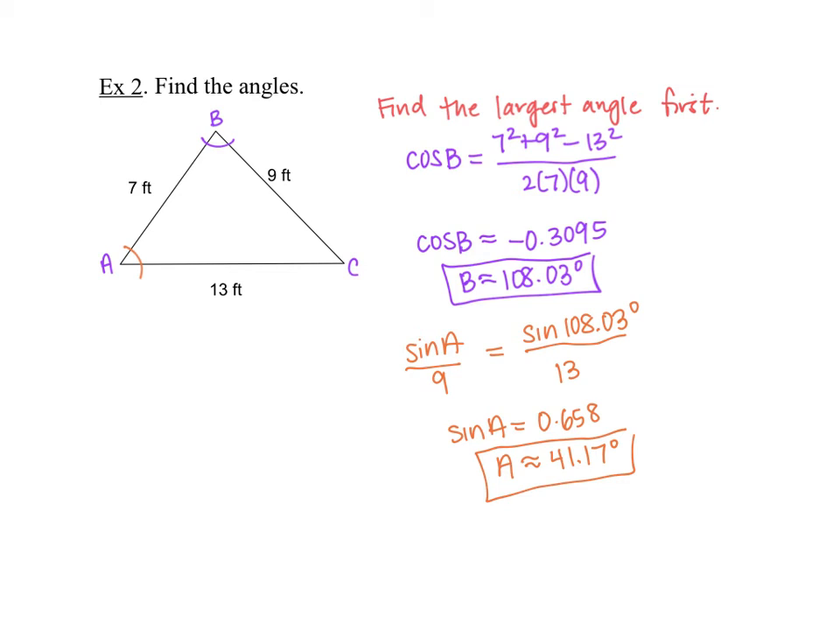Now, if I found the largest angle first, I don't need to consider A prime. That's the main advantage here. And then to find angle C, you don't need to show work, but do 41.17 plus 108.03, subtract from 180, and I get 30.8 degrees for my final angle. This is what happens when we found the largest angle first. I'm going to not find the largest angle first, and I'll show you what will happen. It's not that it's wrong, it's that it's more work.